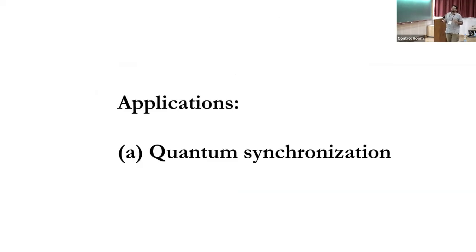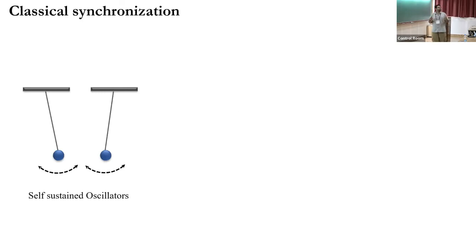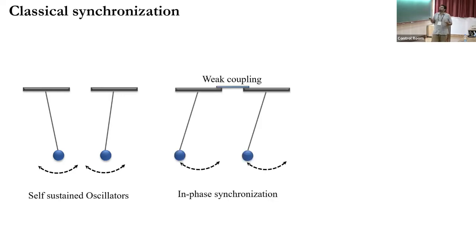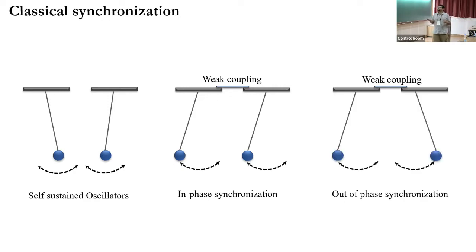Okay. So quantum synchronization: basically, we observe synchronization in nature in various phenomena. For example, if we have two oscillators, initially oscillating at two different frequencies, and now we couple these two oscillators with a weak coupling, then after some time we will see that they are oscillating with a single frequency, right? Depending on the initial phase difference, they can oscillate in phase or out of phase, but the frequency will be the same. So this is called classical synchronization.